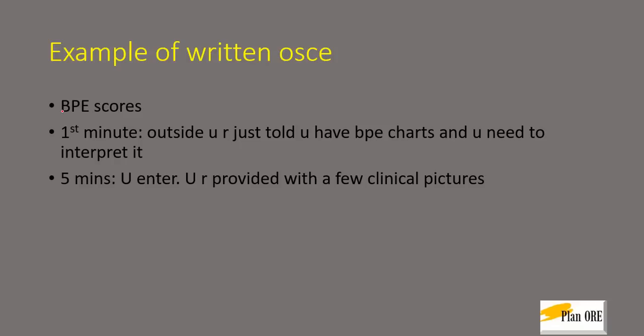So let us start with an example of written OSCE. For example, it's on BPE scores, that is basic periodontal examination scores. So in the first minute outside, you are told that you have a few BPE charts and you need to interpret them. That's it. You're not given any further information. So during this 1 minute, you need to think about what questions could be asked: what is the instrument used for BPE, what are the characteristics of the instrument, the treatment planning of various BPE scores. This should all run through your mind. Don't think about the OSCE which you have already completed in the last room.